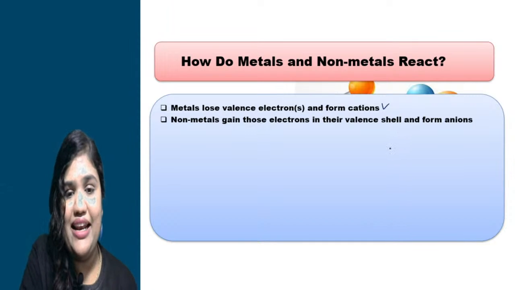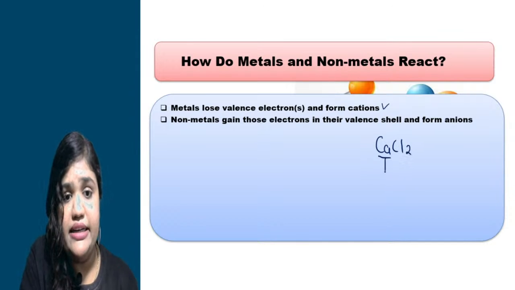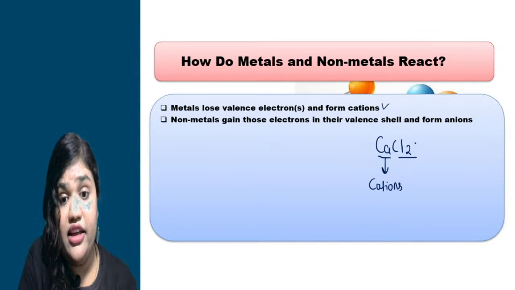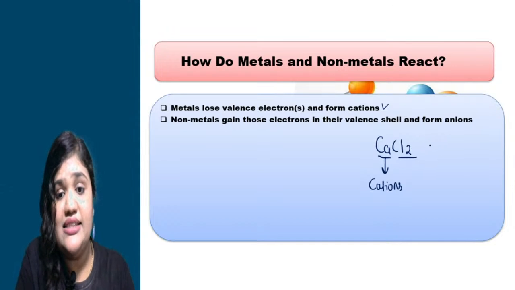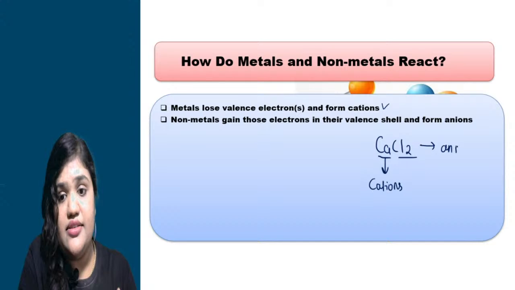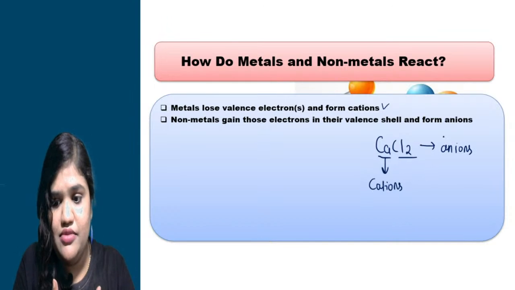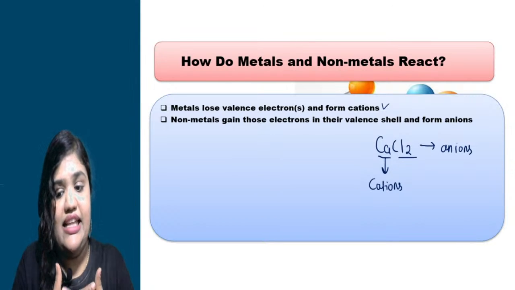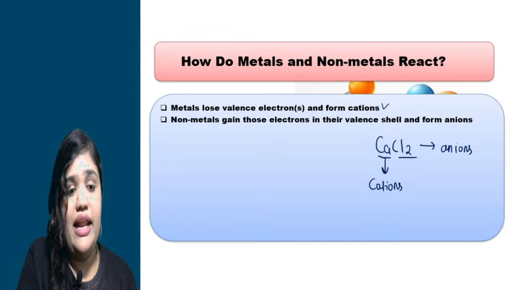Okay, moving on to the next point. Let's take one example, calcium chloride, everybody. Here calcium contains cations, positive ions, and chloride ion, here two chloride ions are there. Remember this point, here two chloride ions are there and they contain anions. Cations and anions, there is an attraction, and there is a formation of what? Strong ionic bond.